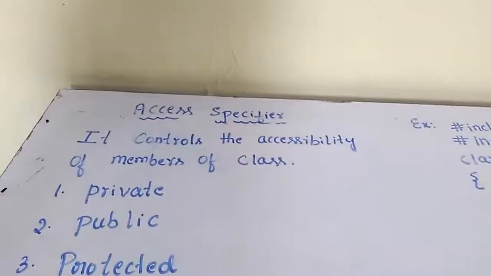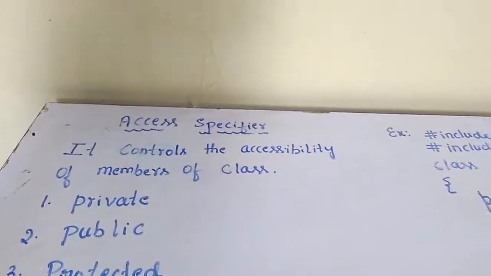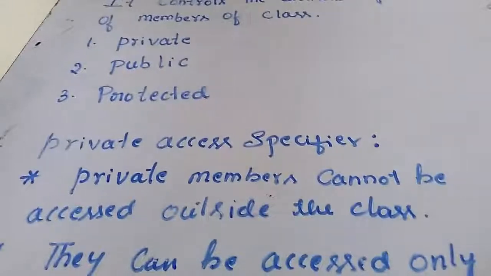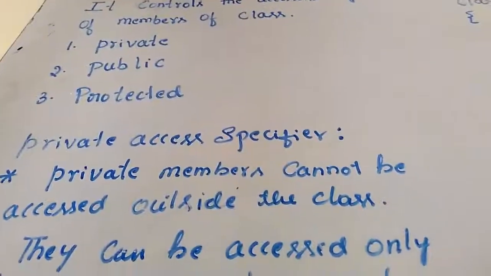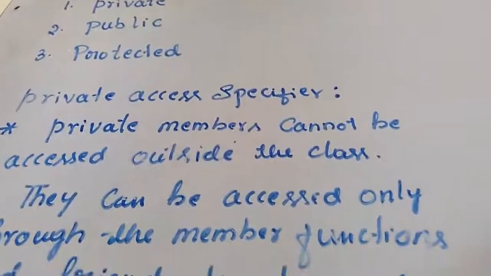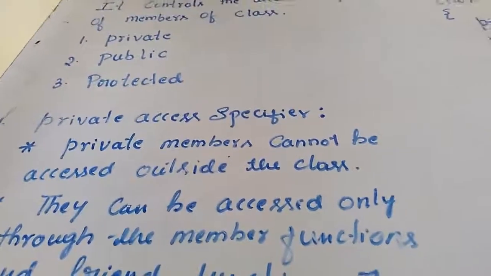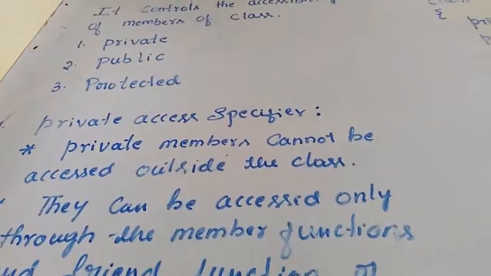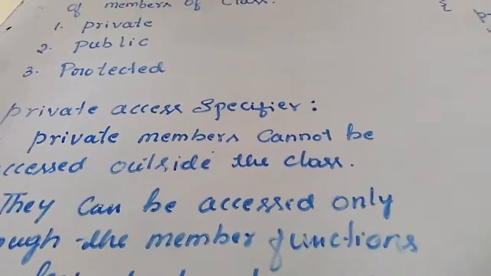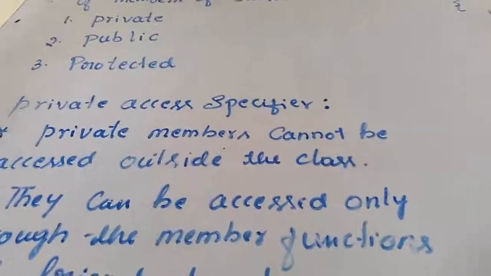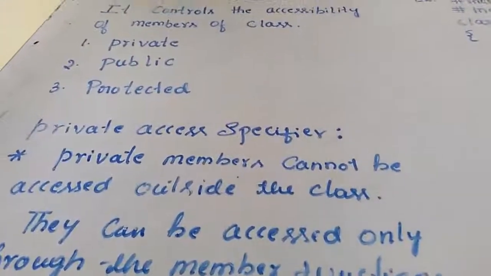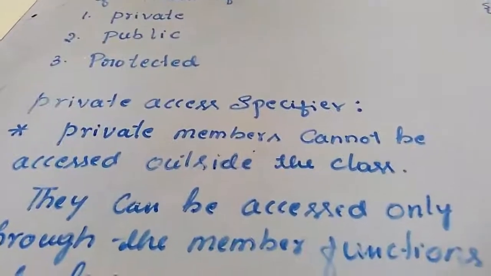So, the private access specifier. What is the feature of the private access specifier? See, the very first point: private members cannot be accessed outside the class. These are the rules. You need to remember these points. What does it mean? If you take any variable or any function, any member in the private section, you cannot access it directly from a non-member function. It can be accessed only through the member function of a class.